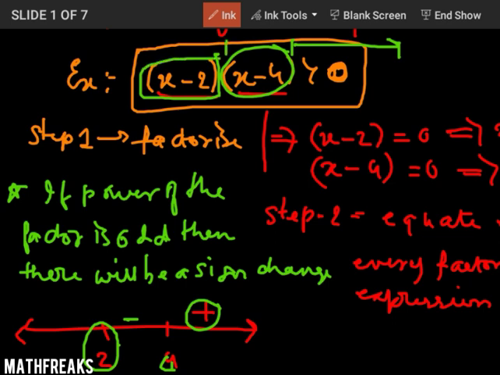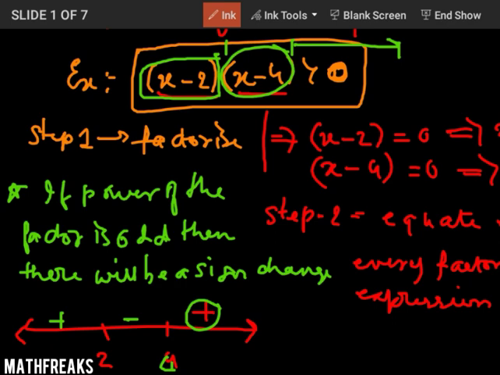So you tell me, will there be a sign change or not? Yes, obviously, because the power is 1, which is odd, and since here was minus, the sign will be changed to plus. Am I clear? Let me repeat again.